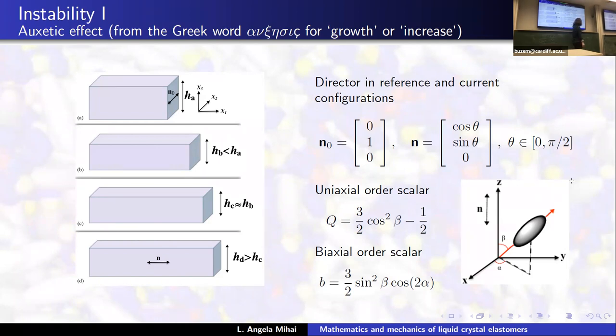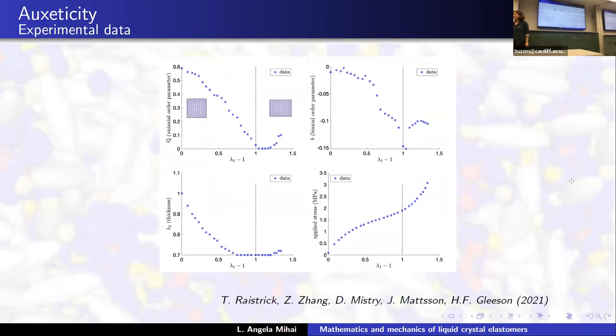Regarding this, this is the nematic director and this is the orientation of the mesogen molecules. One measures that experimentally and then produces some data. Here are the data that we have. The first, on the top left, is Q, the scalar order parameter that I showed you on a previous slide.